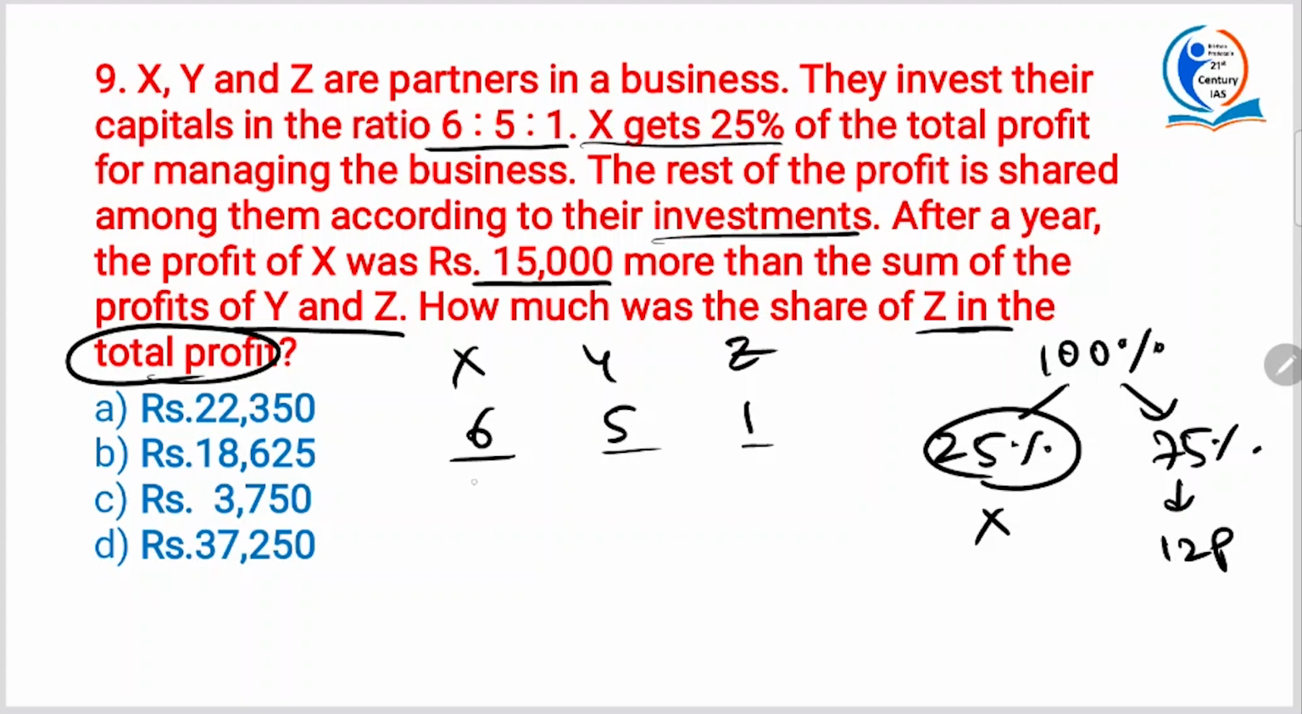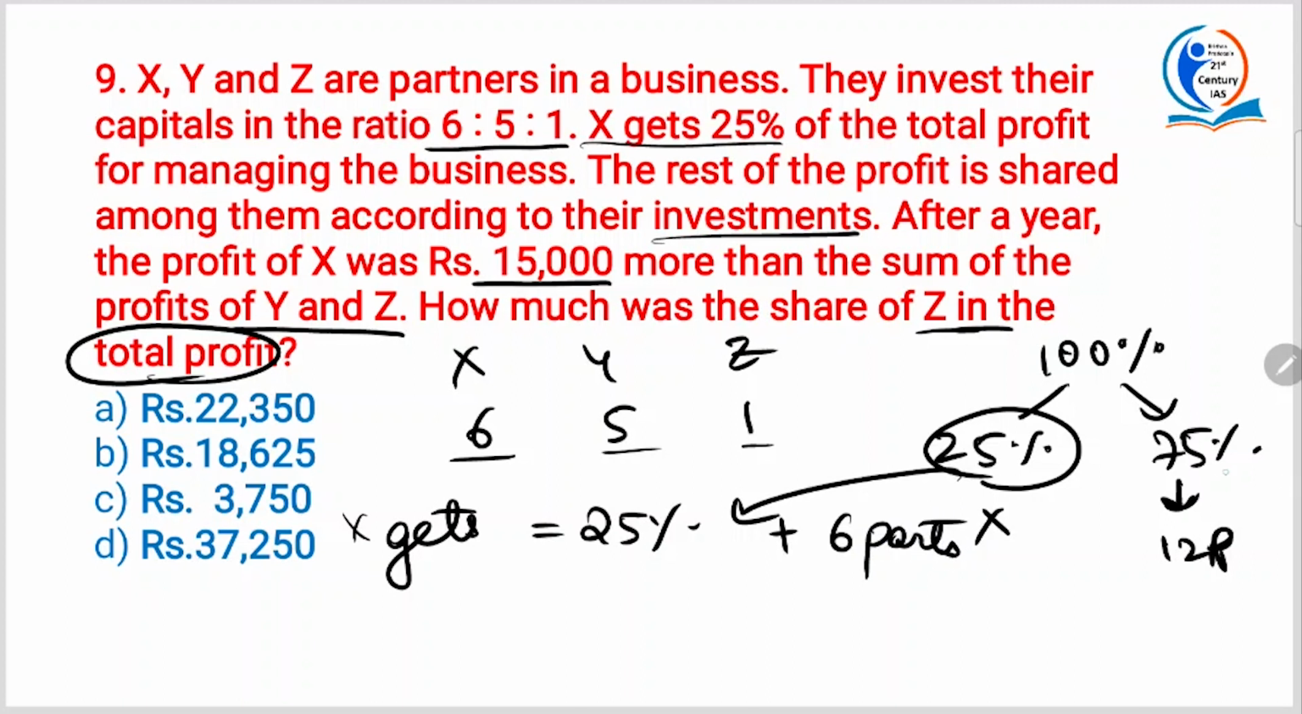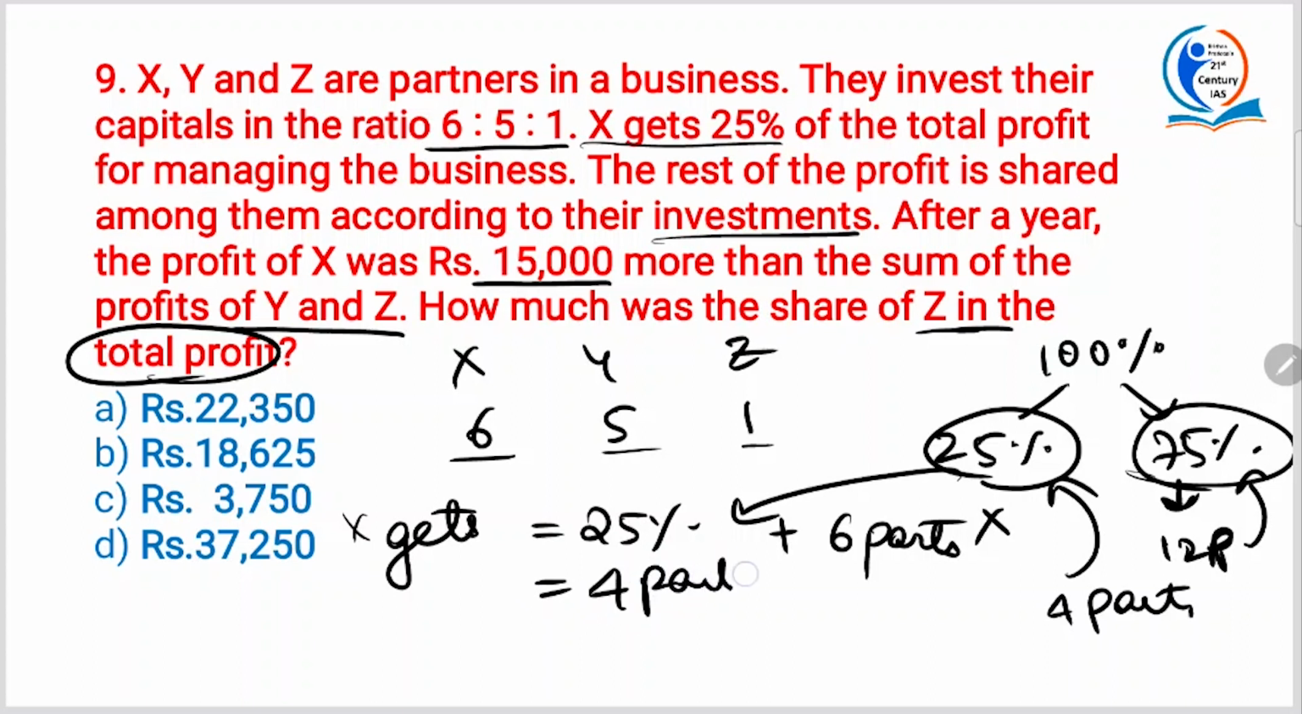Now, here 12 parts is 75%. All right. Now, how much is X getting? X gets 25% of the total profit plus 6 parts of this profit, 75%. See, if 12 parts is 75%, then how many parts is 25%? It is 4 parts, right? So all of these I'll write in parts terms. So this will become 4 parts, this will become 6 parts. Alright. So it is 10 parts.